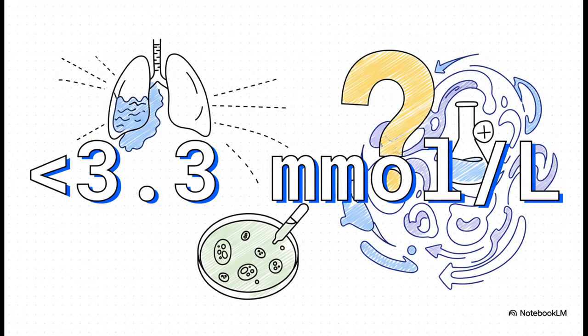Next, you'll look at the glucose level. If the glucose in the fluid is low, you've got to ask, what's eating all the sugar? And there are a few main culprits. It could be bacteria from an infection, rapidly dividing cancer cells, or the intense inflammation you'd see in something like rheumatoid arthritis. A low glucose tells you something is very metabolically active in there.